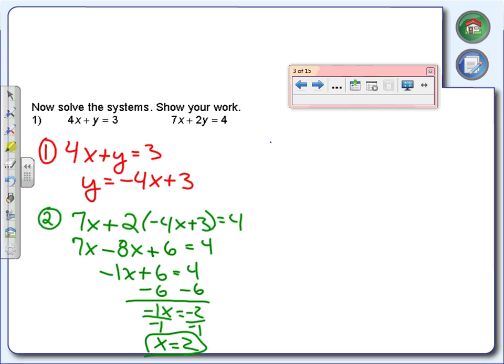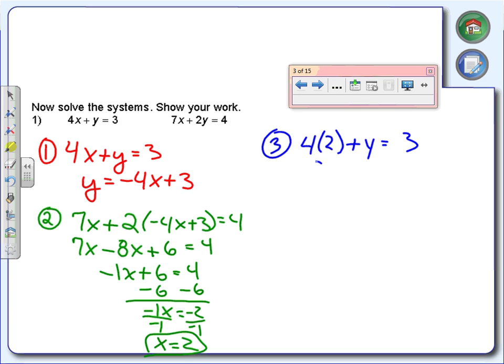We're almost there. We still need to figure out what y is. So we're going to take this 2 that we just found, and we're going to come over here and plug it in for one of these x's. The choice is yours. You can use the first equation or the second. I'm going to go ahead and use the first. There it is with the 2 plugged in for the x in the first equation.